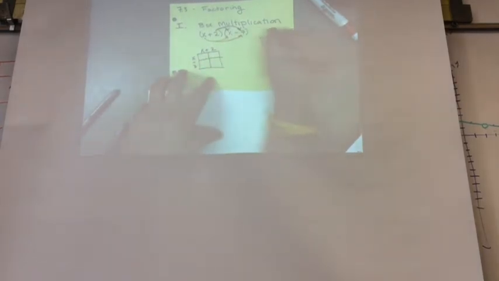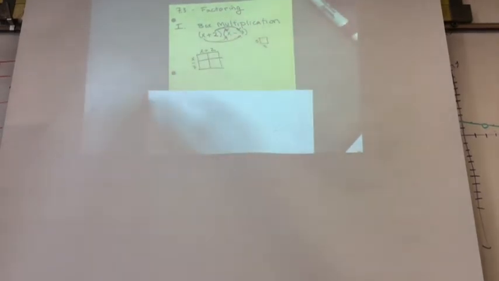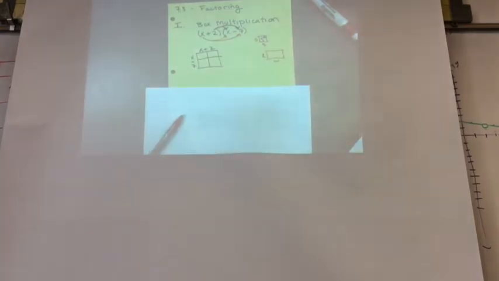If we remember, if a square has side s and s, then the area of this square is s squared. Or if you have a rectangle, the area of the rectangle is length times width. So we're going to use this idea to multiply these binomials.